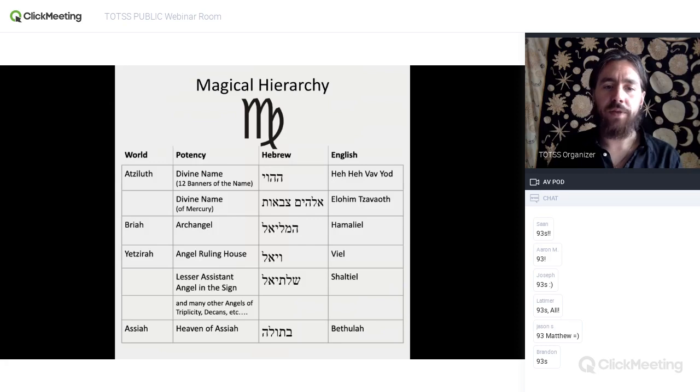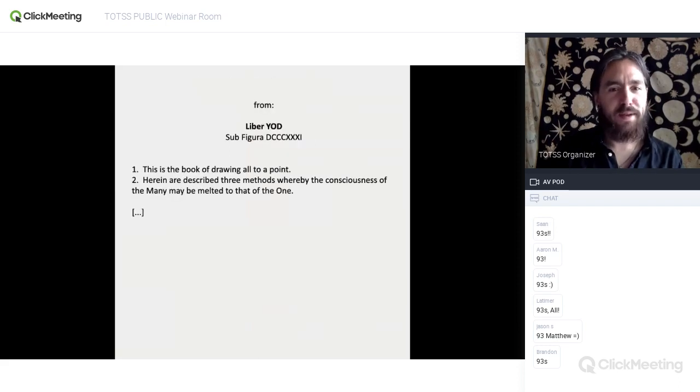For our Briatic name, we've got the archangel of Virgo, and that is Hamaliel. Then for Yetzirah, we've got the angel ruling the house, Viel, the lesser assistant angel in the sign, which is Shaltiel. And then, as always, there's a lot of other angels that can be attributed, especially to the decans, to the triplicities, and so on. And then finally, as I've been doing, giving you the name of the heaven of Assiah, which is just the Hebrew name for the constellation Virgo, and that's Bethulah. I'm probably not pronouncing that well.